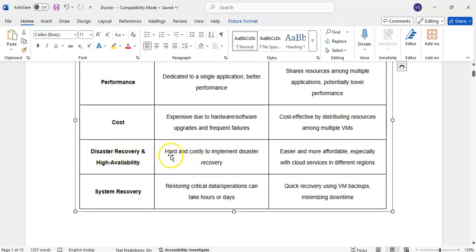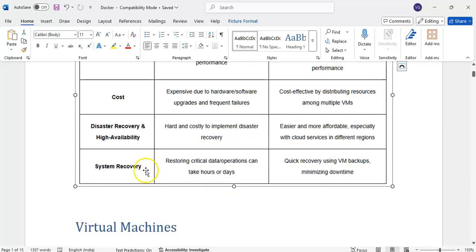Disaster recovery is hard and costly to implement on a physical machine. But with virtual, it is easier and more affordable, especially with cloud services in different regions. Nowadays we are using Azure, Microsoft, Google, different cloud platforms. System recovery: restoring critical data operations can take hours or days on physical, but with virtual there is quick recovery using VM backups, minimizing downtime.